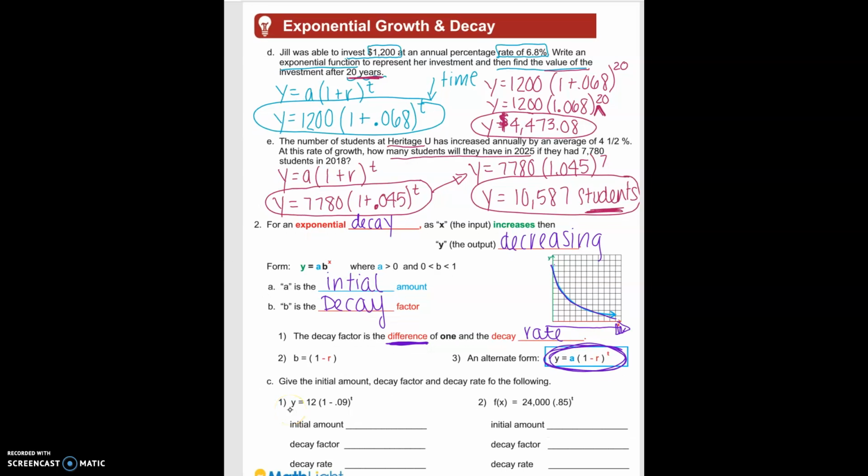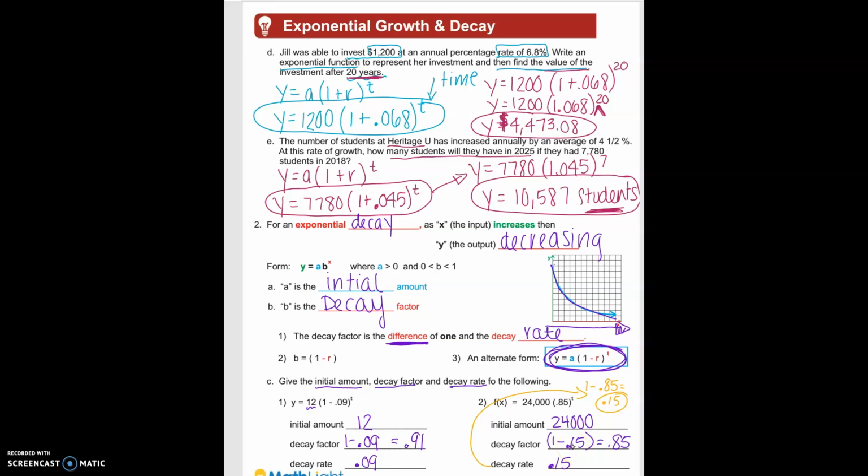So we've got 2 practice problems here where we're going to do the same thing. We're just going to identify the initial amount, the decay factor, and the decay rate. So my initial amount is this number on the outside, it's 12. My decay factor is everything in the parentheses, so 1 minus 0.09. I can simplify this to 0.91. And my decay rate is what's being subtracted, so 0.09. Go ahead and give number 2 a try.